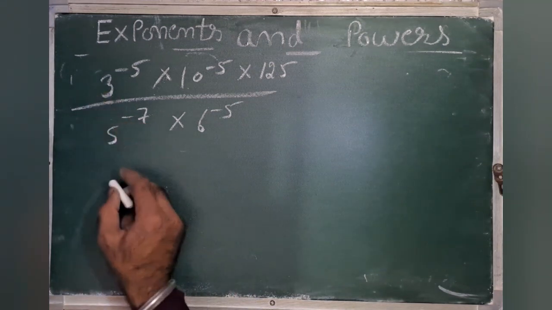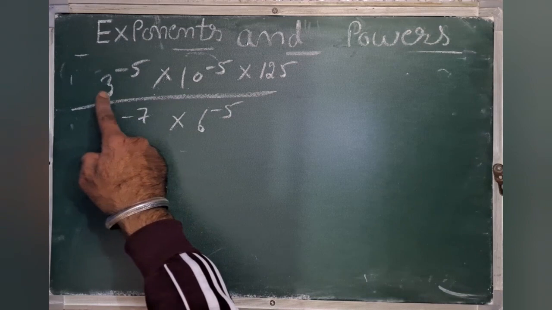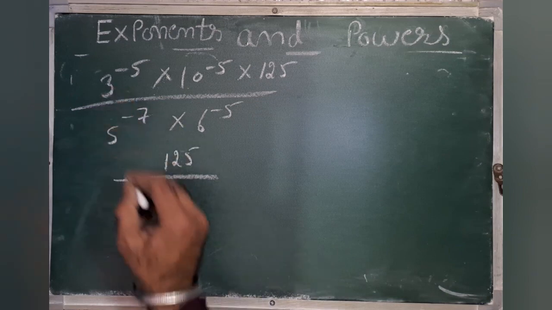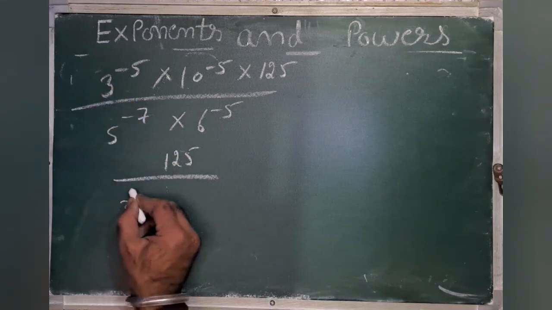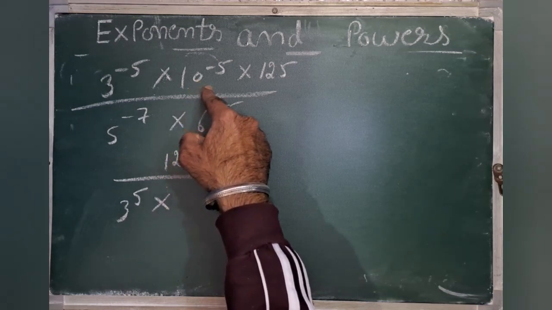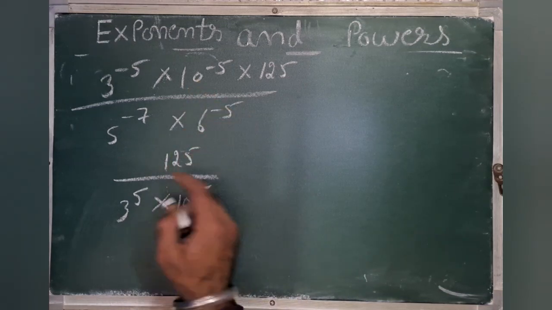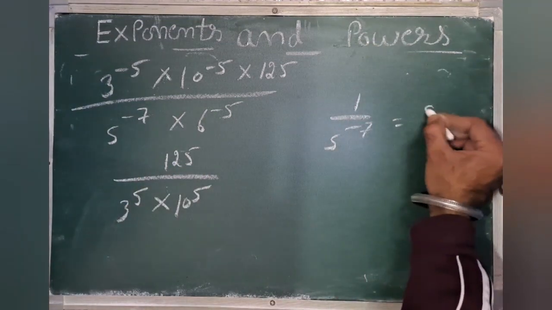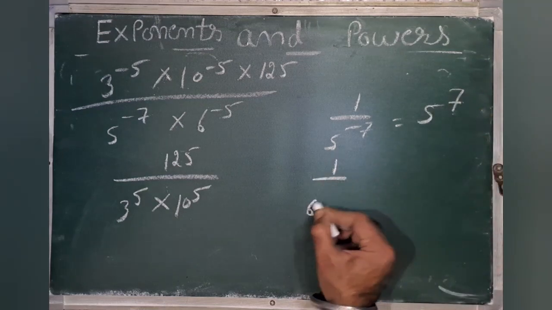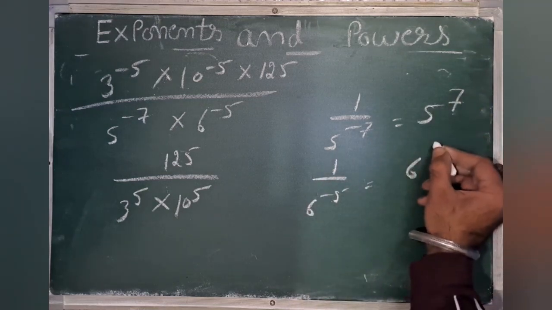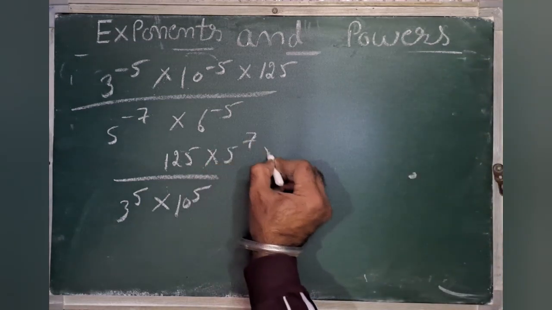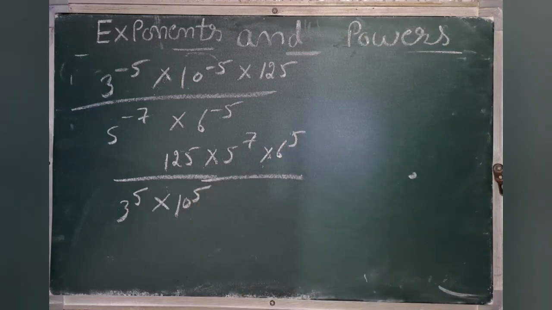So this we write 1 upon 3 power 5. So in this there is 125 only, that is the positive. So this negative, we write downside, we reciprocal, so that will become 3 power 5. This again we have to reciprocal, so downside. This is 1 by 5 power minus 7. So when we reciprocal this will become like this. And 1 upon 6 power minus 5, this will become 6 power 5. So this multiply 5 power 7 multiply 6 power 5. Right?